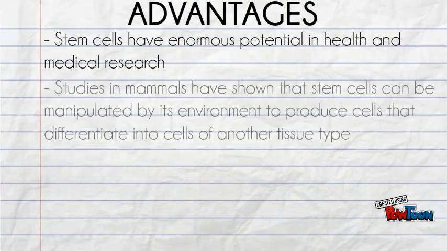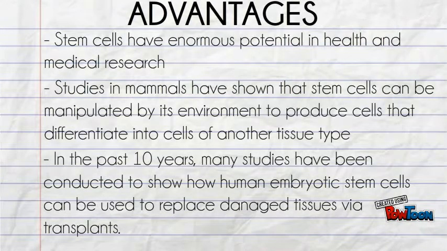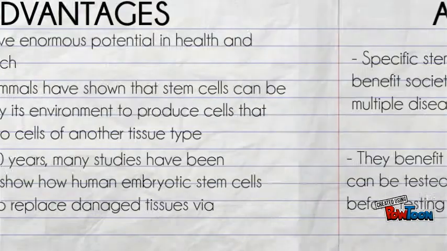The advantages of stem cells: they have enormous potential in health and medical research. Studies in mammals have shown that stem cells can be manipulated by their environment to produce cells that differentiate into cells of other tissue types. In the past 10 years, many studies have been conducted to show human embryonic stem cells can be used to replace damaged tissues by transplants. This method includes the cells being cultured in a lab and induced to differentiate.